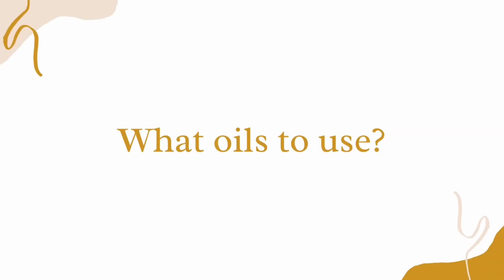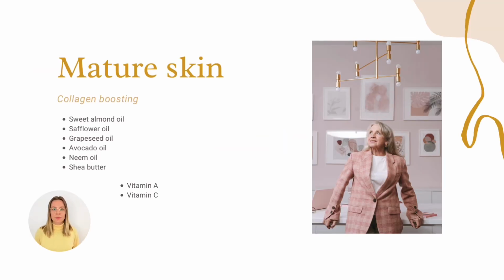Now that I've explained to you what to look out for when choosing your oil, we can dive into different examples. So when it comes to skincare for more mature skin, a few oils that are really great to use are sweet almond oil, safflower seed oil and grapeseed oil. And you can also add a few capsules of vitamin C or vitamin A because, as previously discussed, they are really collagen boosting.